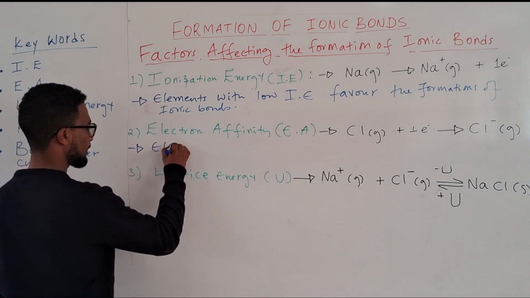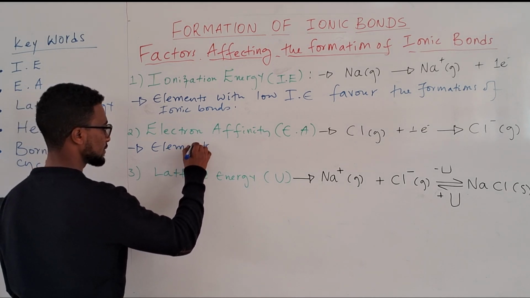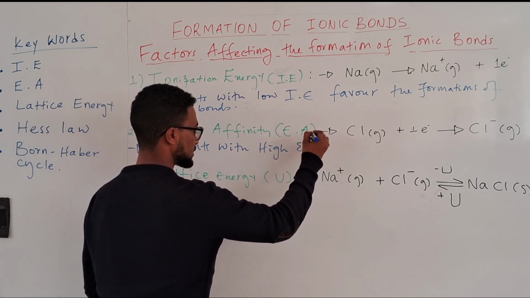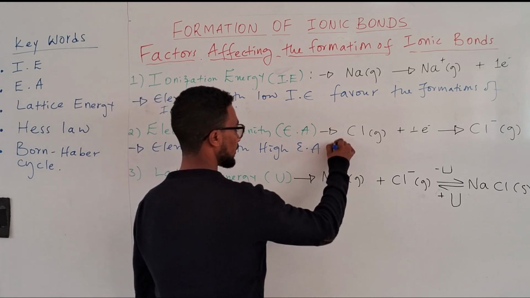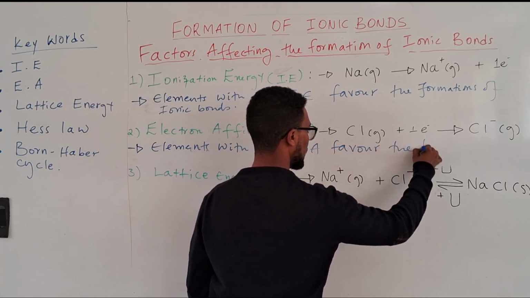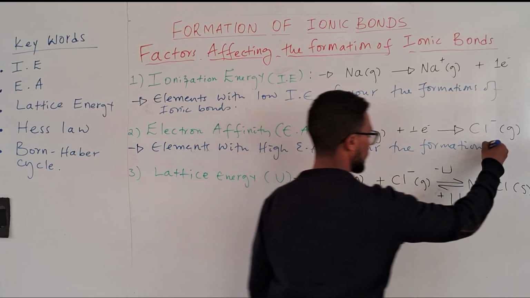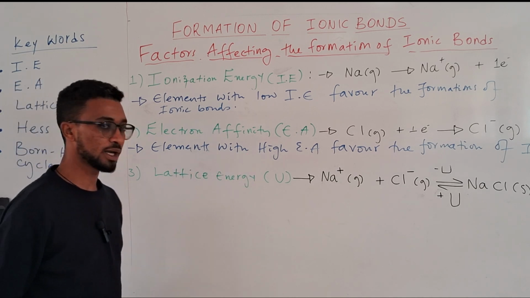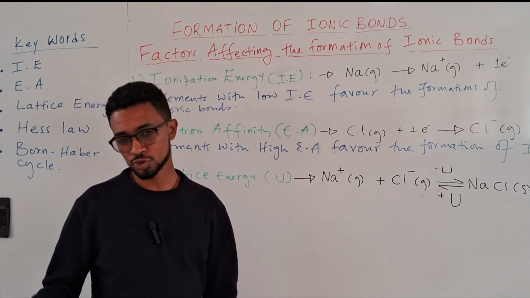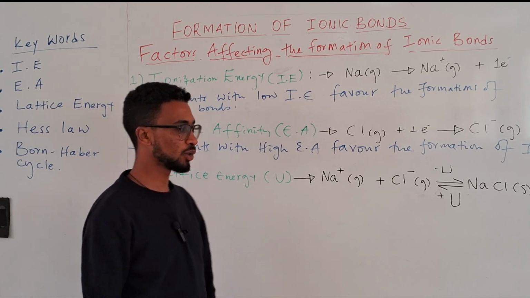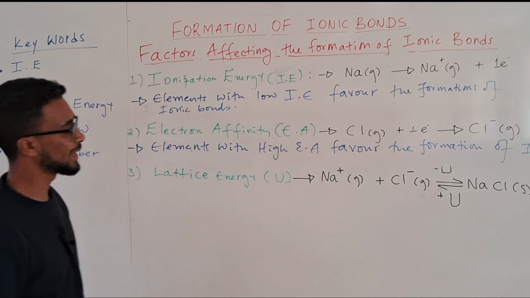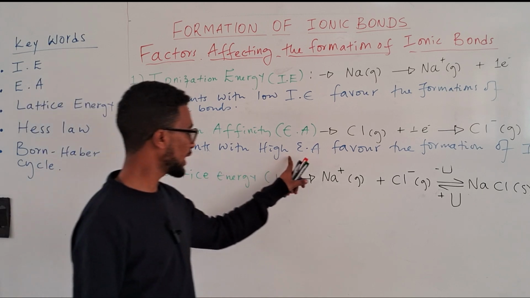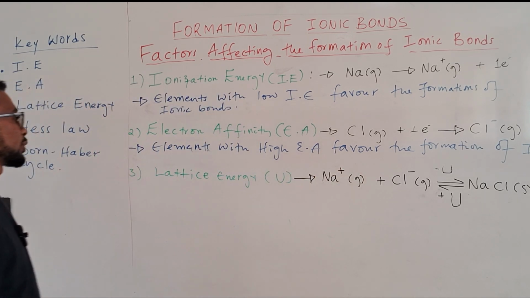Elements with high electron affinity favor the formation of ionic bonding. Elements with high electron affinity are the halogens. The halogens have the highest electron affinity, so it is easier for them to form a negative ion, which is one of the components in ionic bonding. So elements with high electron affinity favor the formation of ionic bonding.